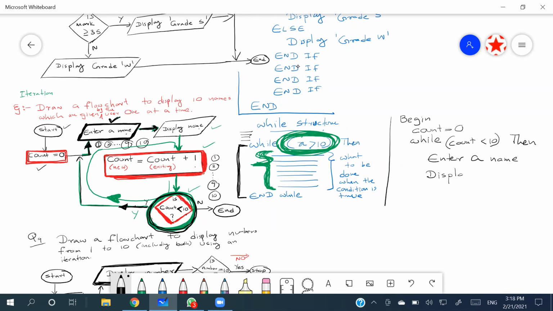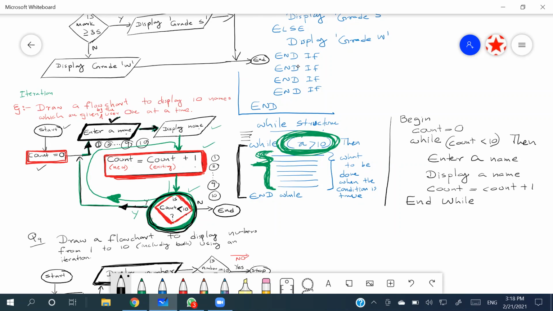display a name, then count equals count plus 1. Then our iterative structure is over, so we can use end while.